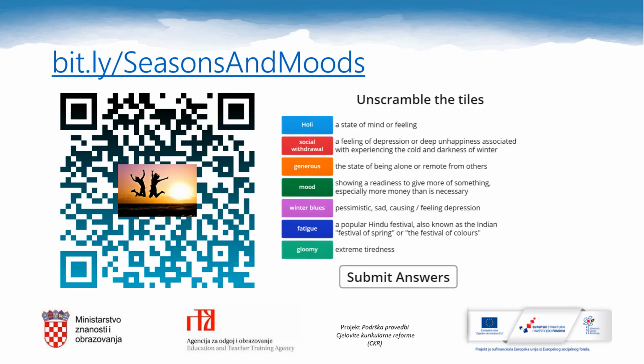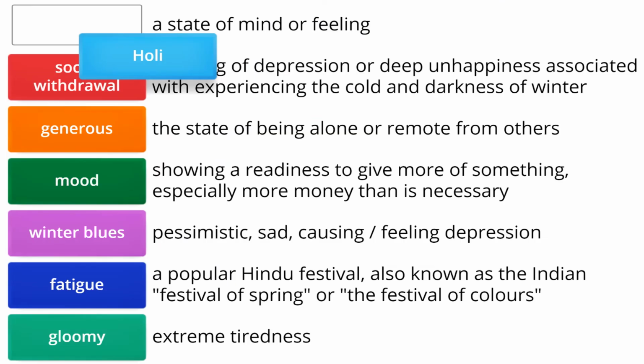In order to revise the vocabulary that you will need for your reading task, you should copy the following link into your web browser, or you can just scan the QR code. There are words on the left side and there are explanations on the right side. You should unscramble the tiles and submit your answers. It means you should click on a word, drag it, and drop it next to the right explanation. Here you can pause the video in order to do your task.